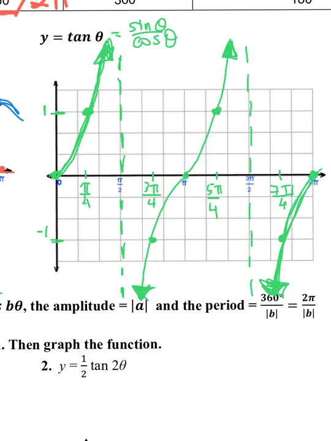All right. So now a couple of unique things I want you to notice for tangent. Again, like I said, there is no amplitude. So if it asks you for an amplitude, you can just say none. All right, so no amplitude. It also has these asymptotes. So that's unique compared to our sine and cosine graphs.